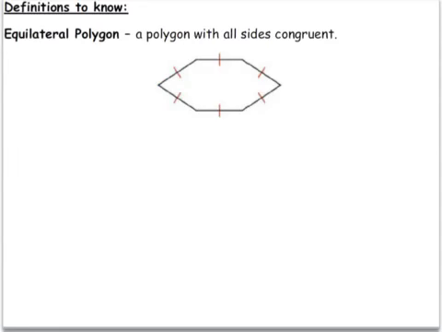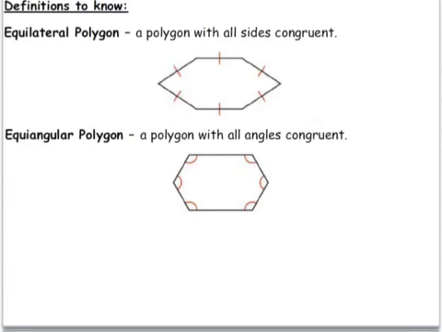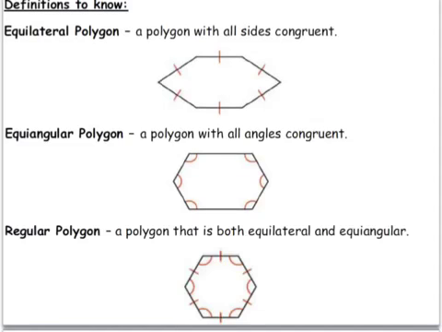Here are a few definitions you need to know. In an equilateral polygon, all the sides are congruent. We do not know anything about the angle measures, only the sides. In an equiangular polygon, all the angles must be congruent. You do not know anything about the sides. All you know is that all the angle measures are equal to each other. A regular polygon is a polygon that is both equilateral and equiangular, so all the sides and angles must be congruent.